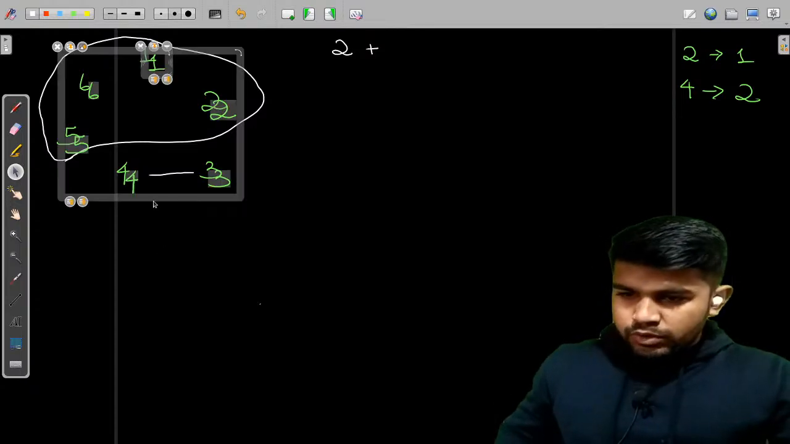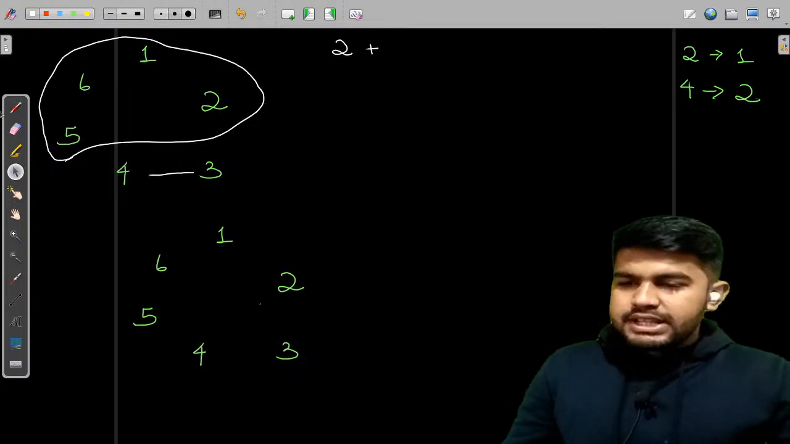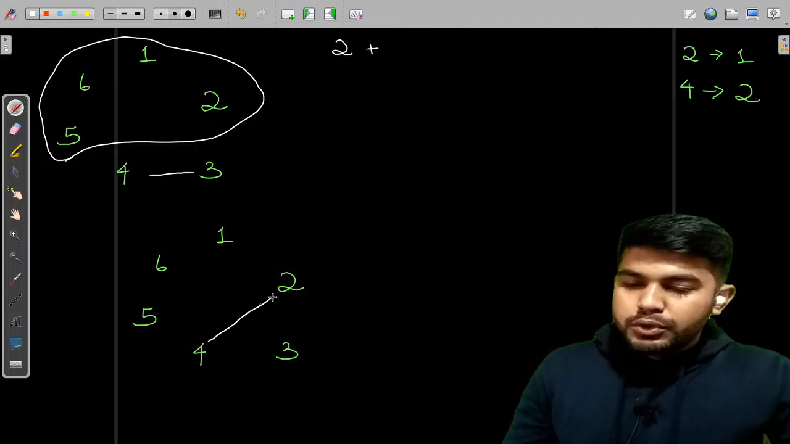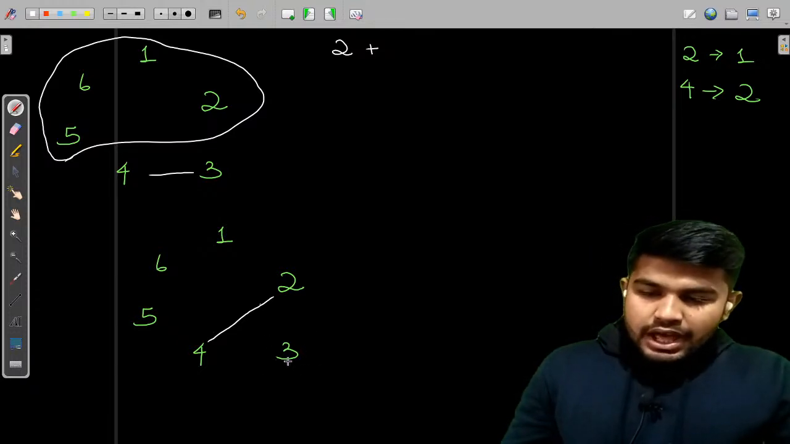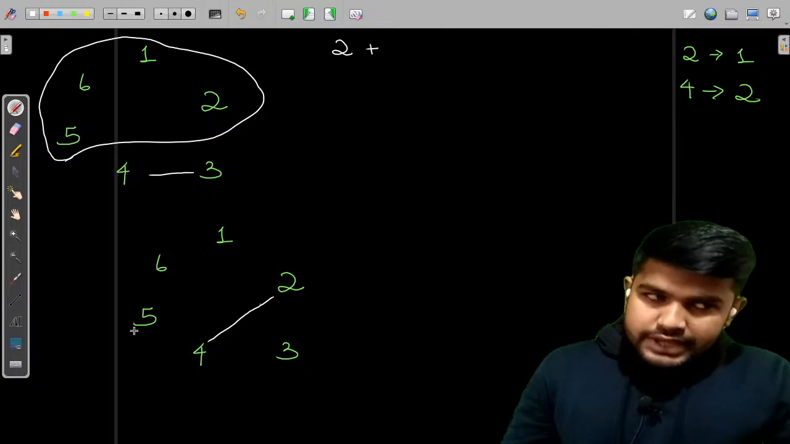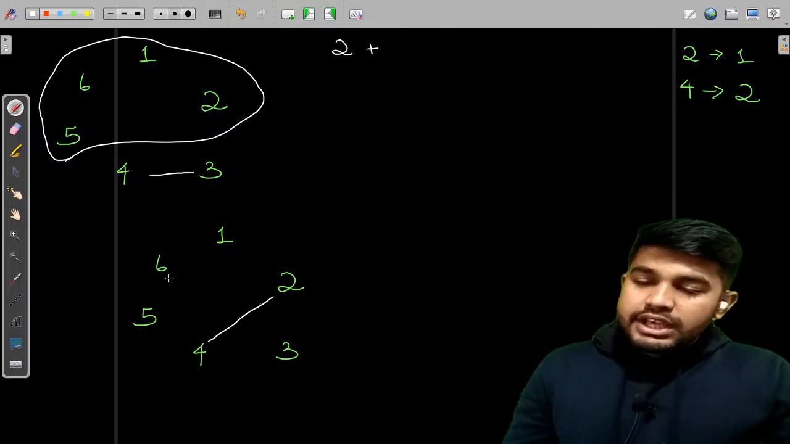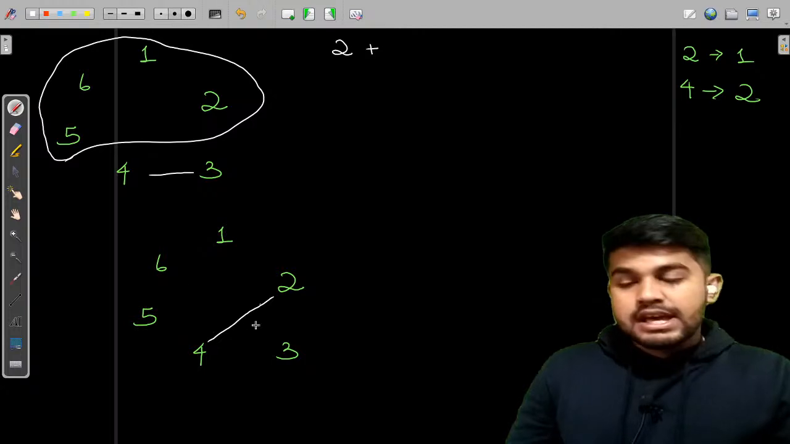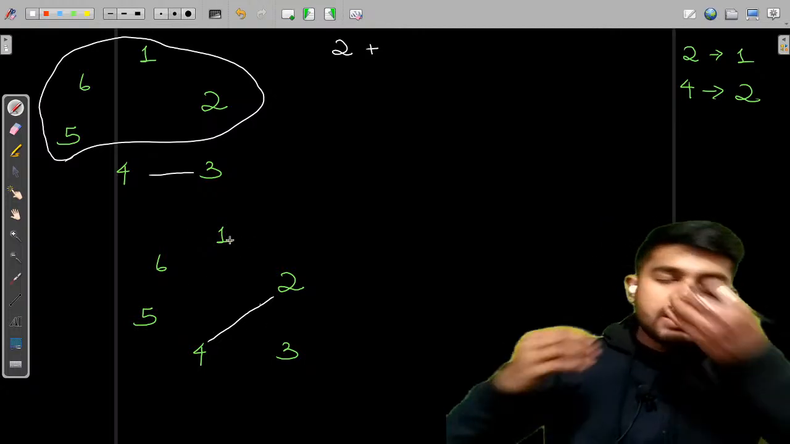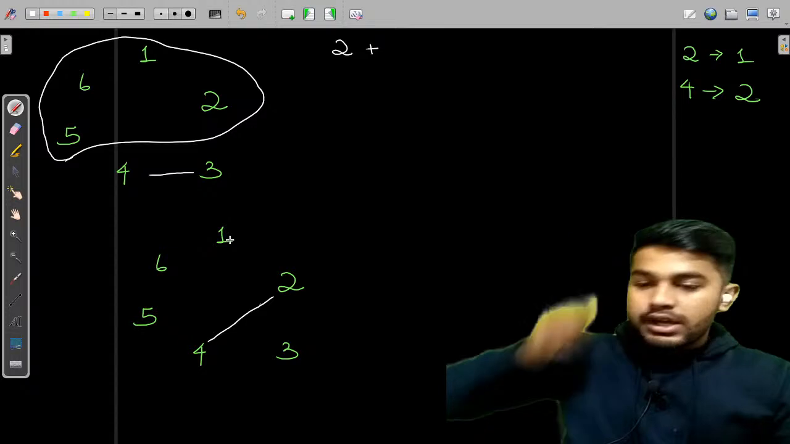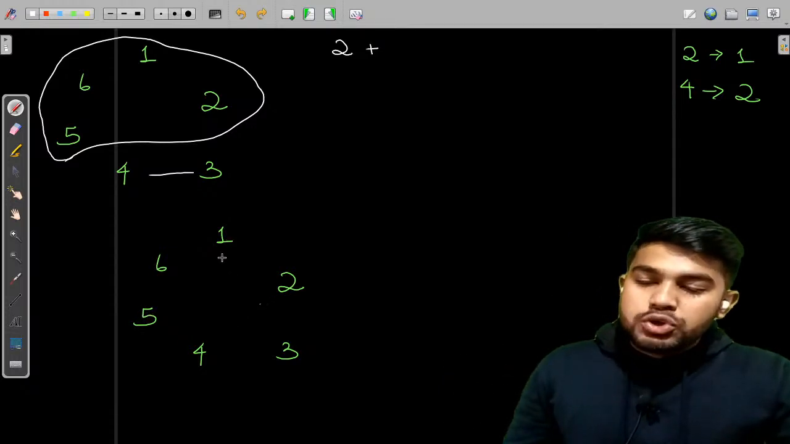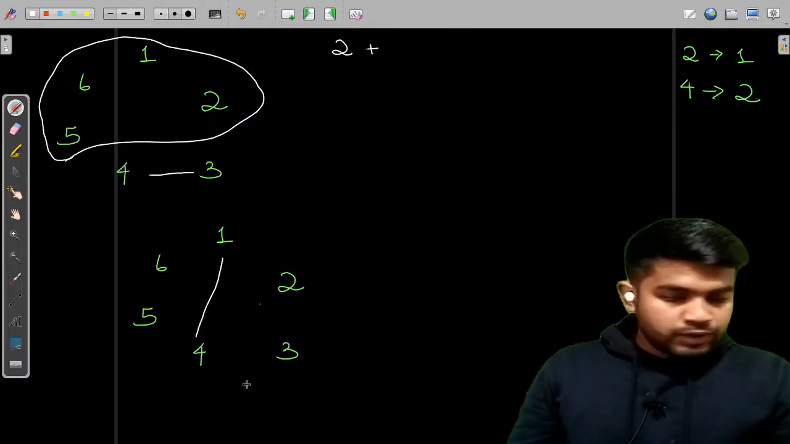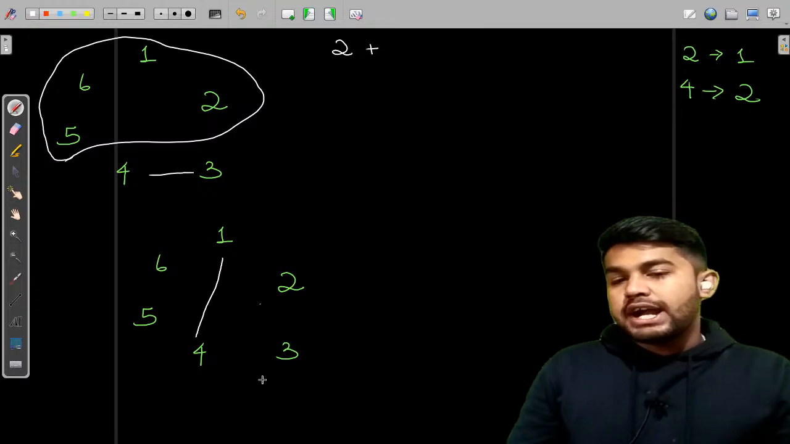Now it might be the case that 4 is doing a handshake with 2, but if this is the case, then 3 would be left, and if 3 handshakes with 5, it would cross. If it handshakes with 6, it would cross. If it does a handshake with 1, it would also be a cross. Fair enough. This is why this is not possible. So 4 needs to do a handshake with 1.